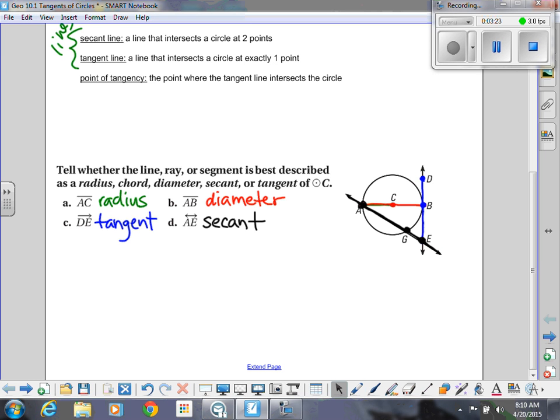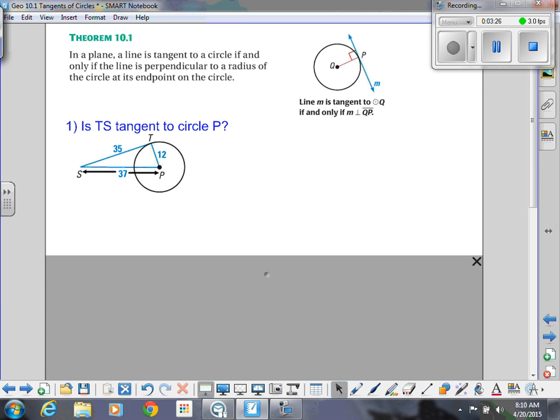All right, so now let's look at some properties of tangents specifically. The first property is that we know a tangent line is going to be perpendicular to the radius. That has to be true. So you see how they have that perpendicular sign there. All right, so if we want to know in this first example if TS is tangent to this circle P, we need to know then is the radius right here perpendicular to TS. So we really need to know, is angle T a right angle?